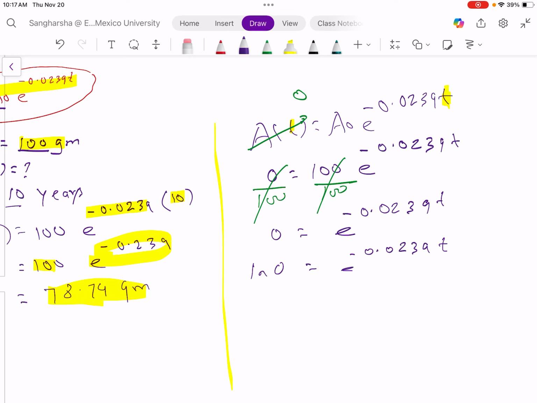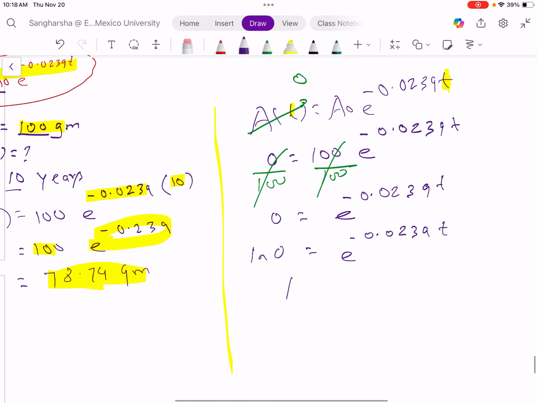So does it mean that it never decays to 0? Right? So strontium-90 never decays to 0. Yeah, I'm sorry, that's e to the power negative 0.0239 t. This t is undefined here. We don't know what t is. We can't find it because ln of 0 is undefined, so t is undefined. So it means it never decays into 0. It never breaks down into 0.